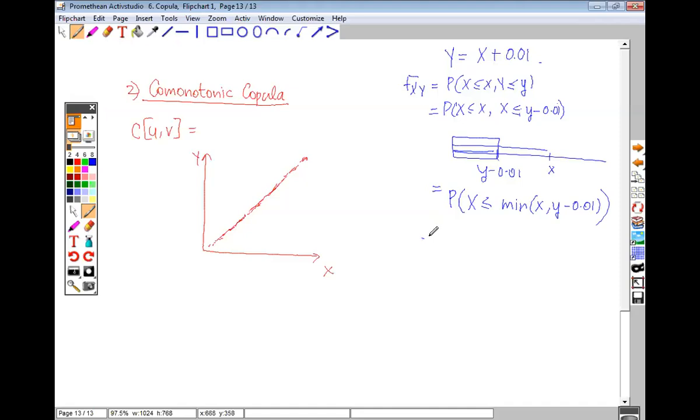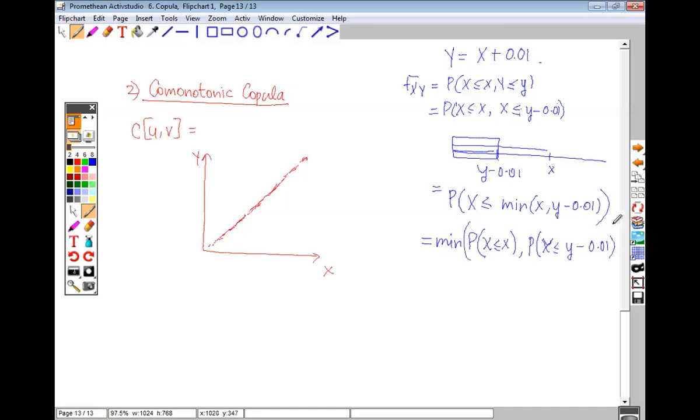Now I'm just going to rewrite this. I'm going to take this minimum outside and rewrite this as the probability that my x will be less than or equal to x, comma, the probability that my x will be less than or equal to y - 0.01.